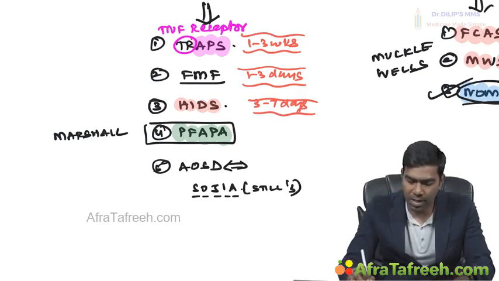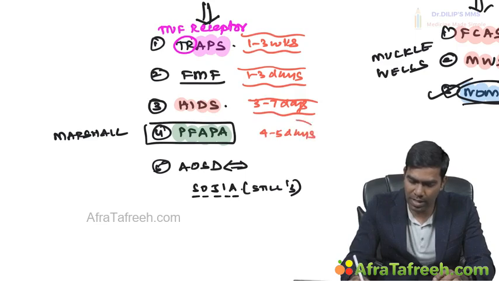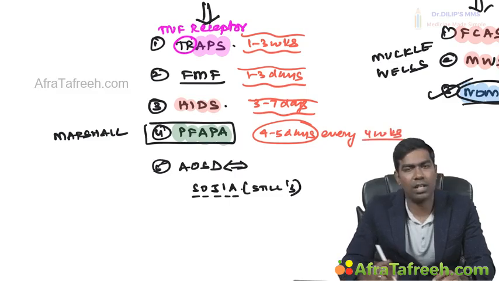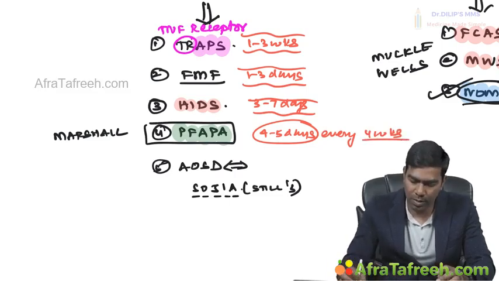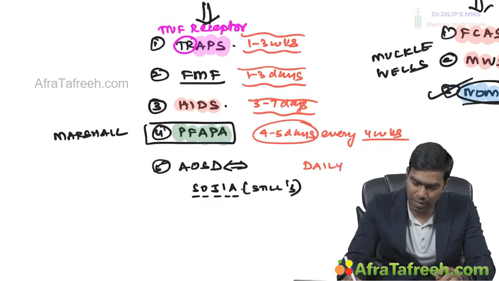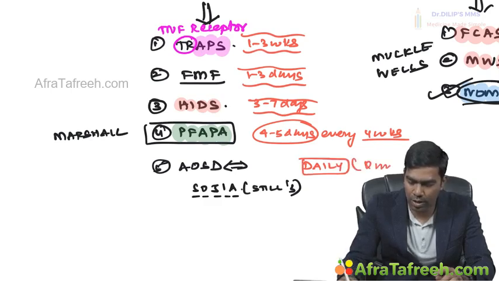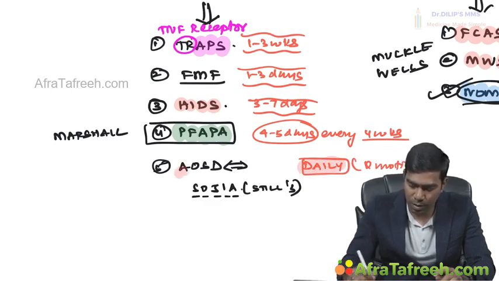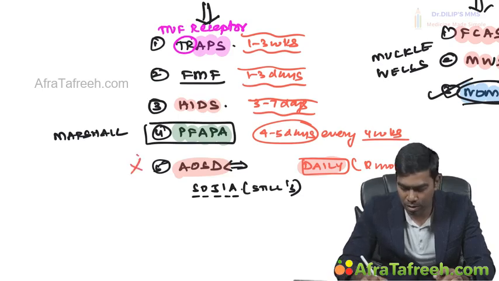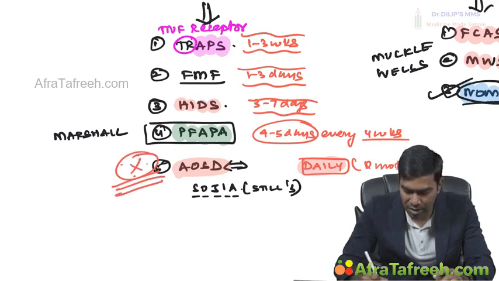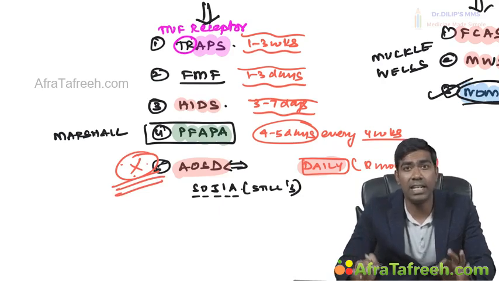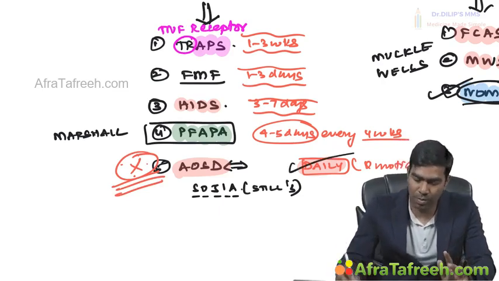And in FAPA there will be 4 to 5 days of fever, and there will be a typical cycle every 4 weeks. Every month they will get fever, which will last for 4 to 5 days approximately. And very importantly, this is the only syndrome, this SOJIA or AOSD, they will have daily fever. This is also referred to as quotidian fever. This is a daily fever syndrome. Very, very important. Daily fever. That is what happens. Quotidian fever.